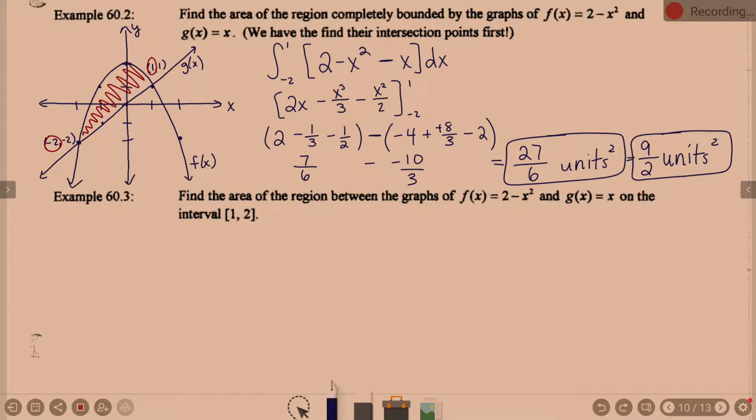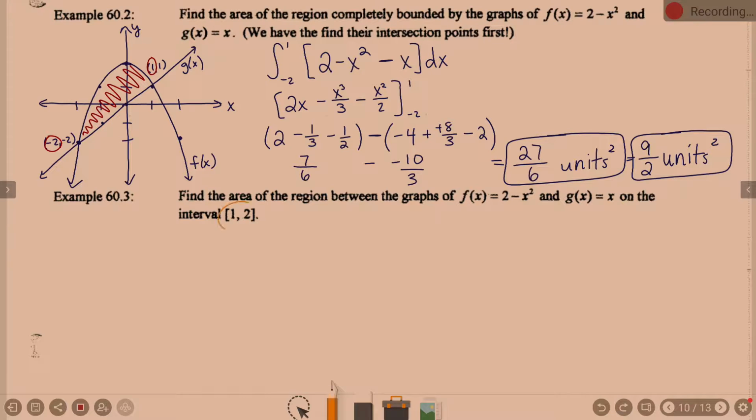Okay. Ready for example 3? Find the area of the region between the graphs of f of x equals 2 minus x squared and g of x equals x on the interval 1 to 2. What? That's weird. And you know it's weird already because you're realizing this is the same graph.